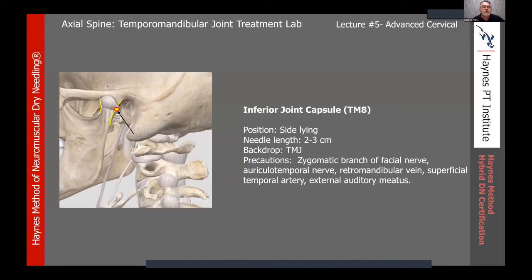And lastly here on TMJ, the inferior joint capsule, very similar to our anterior. We're just going to identify that posterior margin. Caution here for the external auditory meatus, or our ear. We'll just have to do a great job of palpating for that posterior margin.